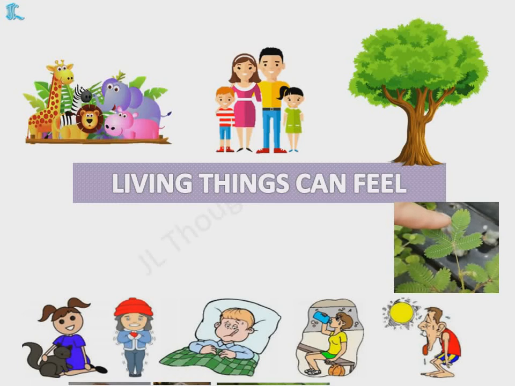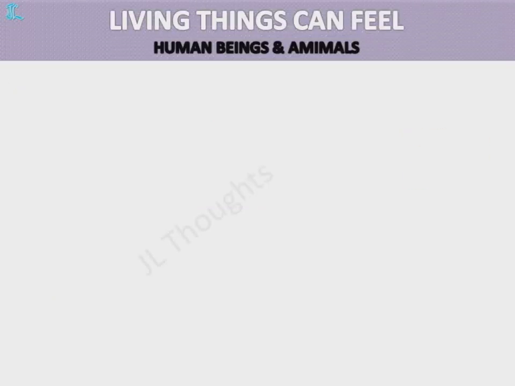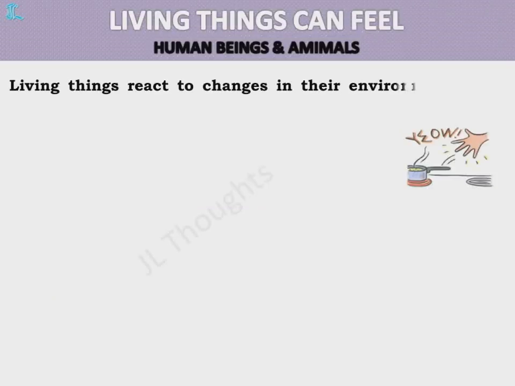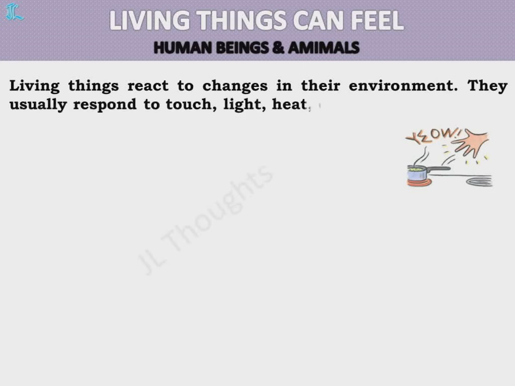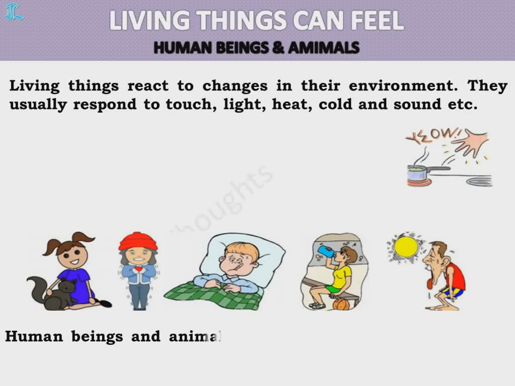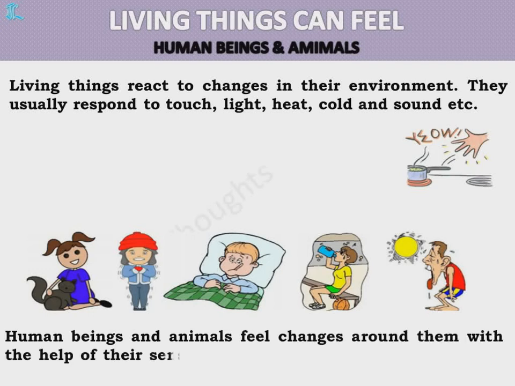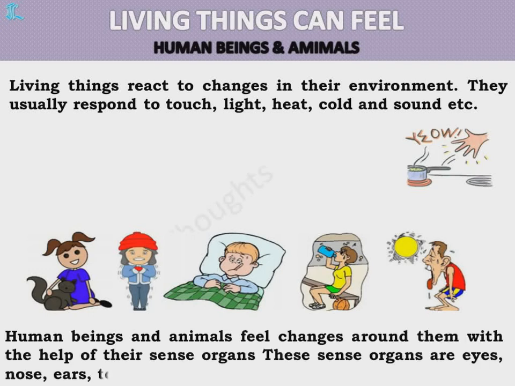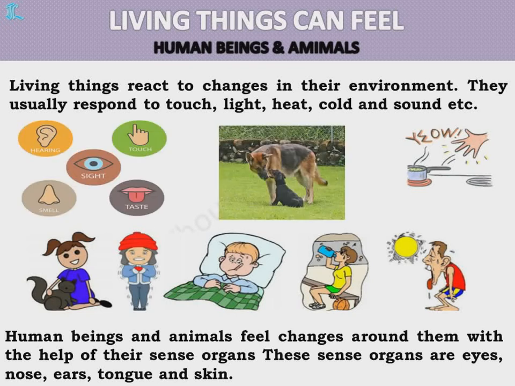Living things can feel. Living things react to changes in their environment. They usually respond to touch, light, heat, cold, sound, etc. Human beings and animals feel changes around them with the help of their sense organs. These sense organs are eyes, nose, ears, tongue, and skin.